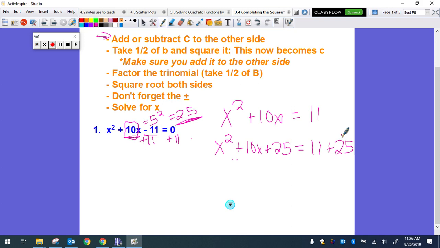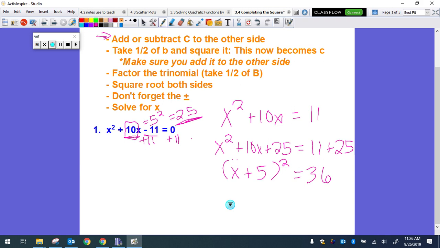Now factor the trinomial. Fun way, it'll always be half of B. Half of B is 5. So it'll be x plus 5 squared. That's how I factor that. Over on the right-hand side, we want to do 11 plus 25. 11 plus 25 is 36.